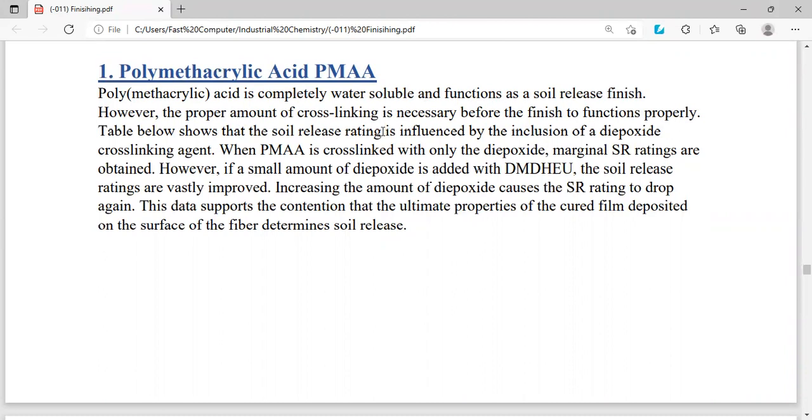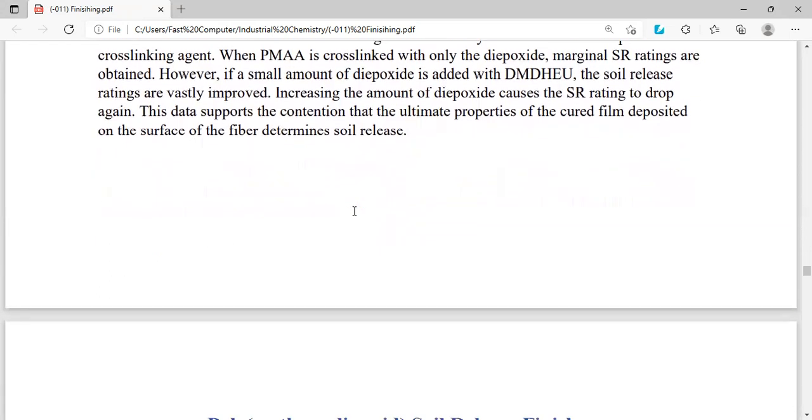The table below shows the soil release rating is influenced by the inclusion of diepoxide. When PMAA is cross-linked with only diepoxide, marginal SR ratings are obtained. However, if a small amount of diepoxide is added with DMDHEU, the soil release ratings are vastly improved. Increasing the amount of diepoxide causes the SR rating to drop again. This data supports the contention that the ultimate properties of the cured film deposited on the surface of the fiber determine soil release.